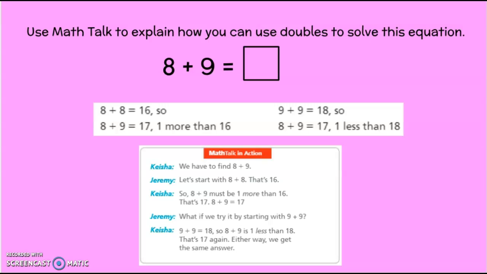Jeremy says, what if we try to start with 9 plus 9? Keisha says, well, 9 plus 9 equals 18. So 8 plus 9 is 1 less than 18. That's 17 again. Either way, we get the same answer.